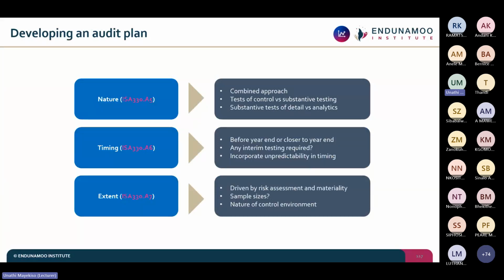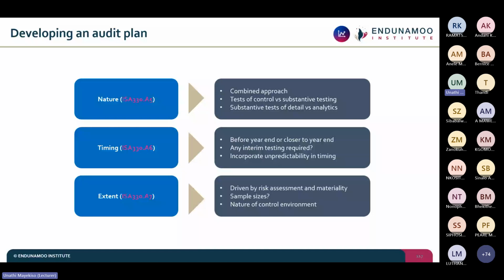Developing your audit plan, you need to look at the nature, timing, and extent of your procedures. The nature talks about whether you're going through a combined approach, a test of controls approach versus the substantive testing, or the substantive detail versus the substantive analytics. The timing talks about when in the year you're going to perform your audit procedures. Are you going to do procedures before year end? Are you going to do procedures closer to year end? So something like a hard close, if you guys have ever been part of those kind of audits. Are you going to do interim testing? Also incorporating an element of unpredictability in your timing. So if maybe you're going to observe a stock count, at which point in the stock count are you going to arrive?